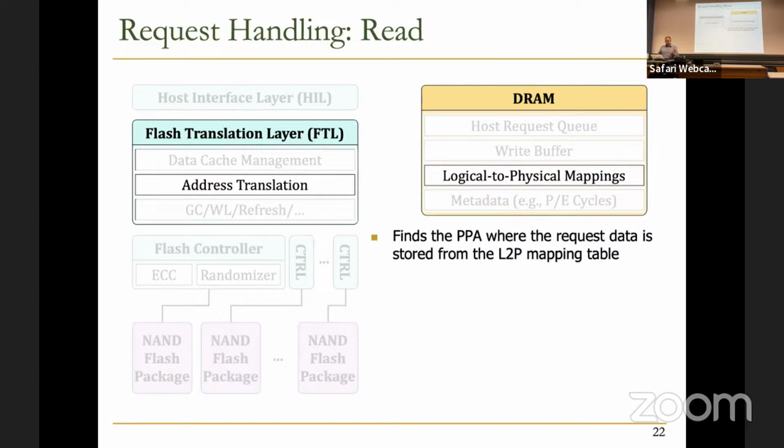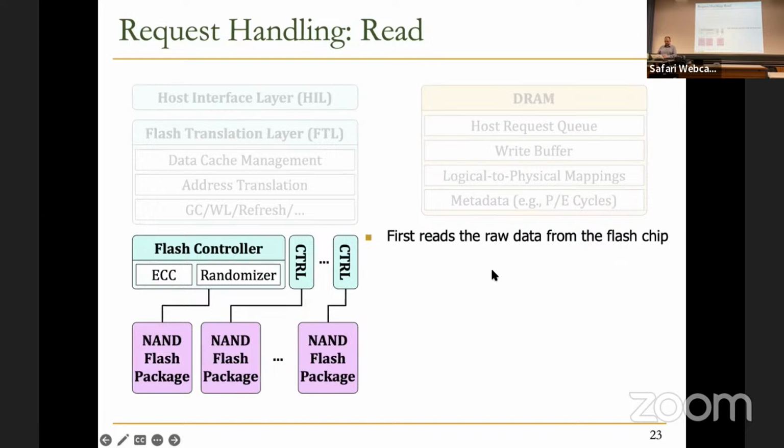But if your data is not ready in that write buffer, you need to check address translation. Why? Because you know the logical address, but you don't know where your data has been stored. So you need to check the logical to physical mapping. In order to get the physical page address, PPA, we need to access the logical to physical mapping table. Once you know, you can send the read command to that corresponding NAND flash page.